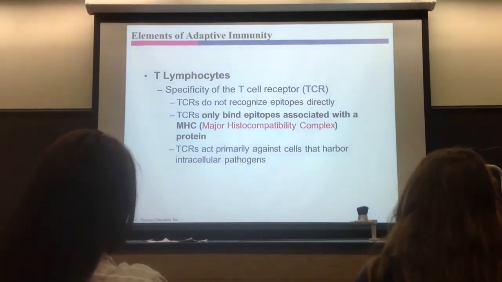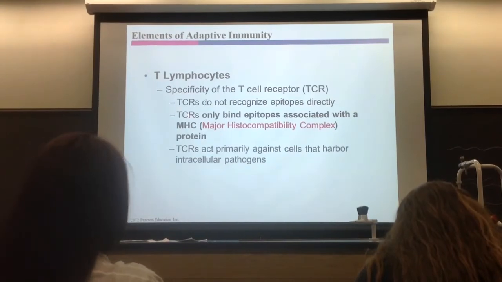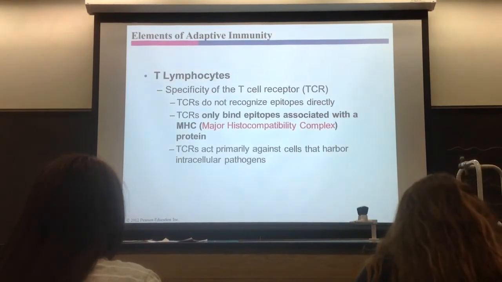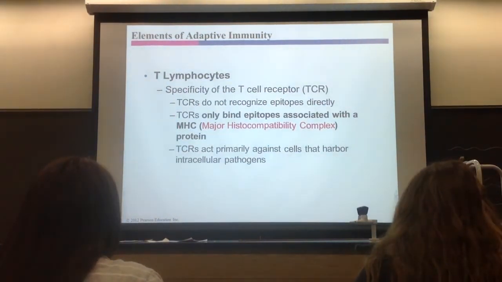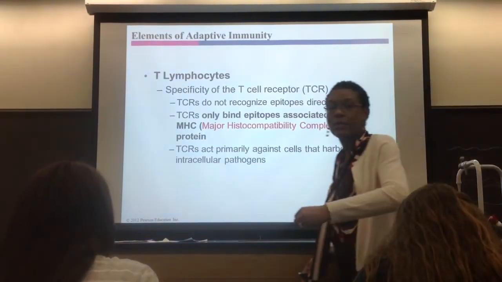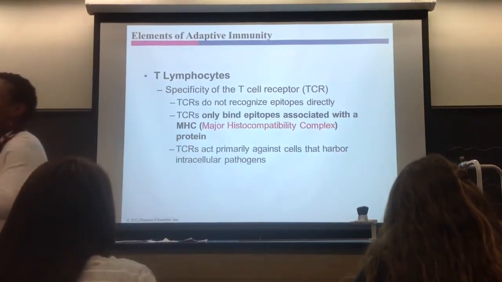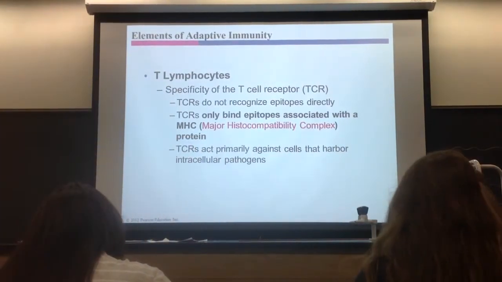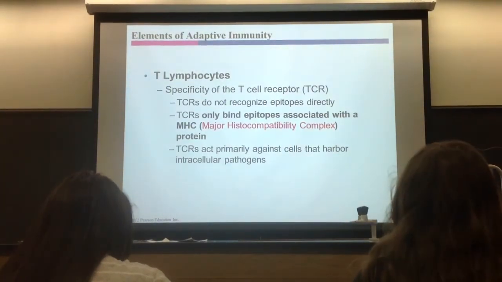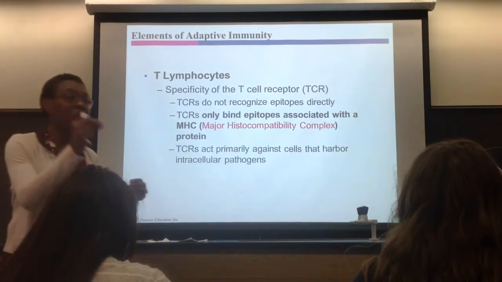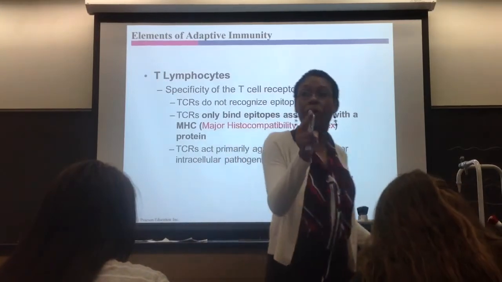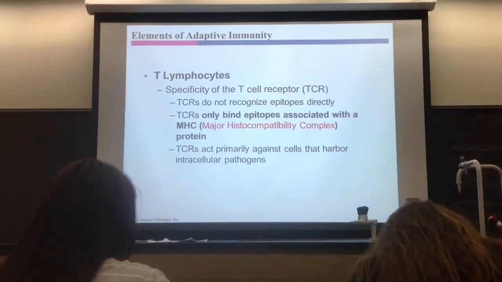T cells cannot. What's happening here is that TCRs can only bind some epitope when that epitope is bound to this thing called MHC. Now, MHC stands for Major Histocompatibility Complex, or just MHC for short. In subsequent slides, I will tell you exactly what an MHC is and what it does, but right now, the only thing you should understand is that a TCR cannot directly bind an epitope. Right? BCRs can, TCRs cannot. TCRs bind epitopes when the epitopes are bound to an MHC.